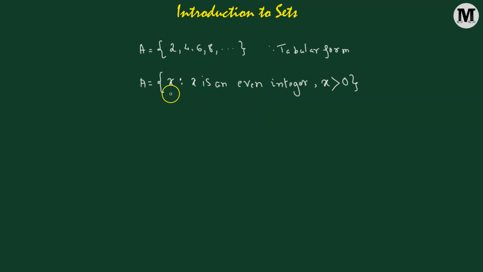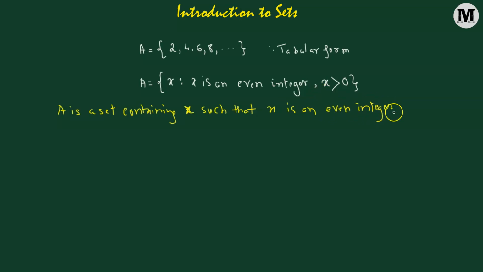We have to understand how this set is written and how it can be read. So this translates to A is a set containing X, where the colon translates into such that X is an even integer, and we are going to express the comma as and X is greater than 0. Or we can say that X is positive. As we can observe, instead of expressing the given problem in a statement form, it's much easier to express it in a compact form, either in the tabular format or in the set builder format.